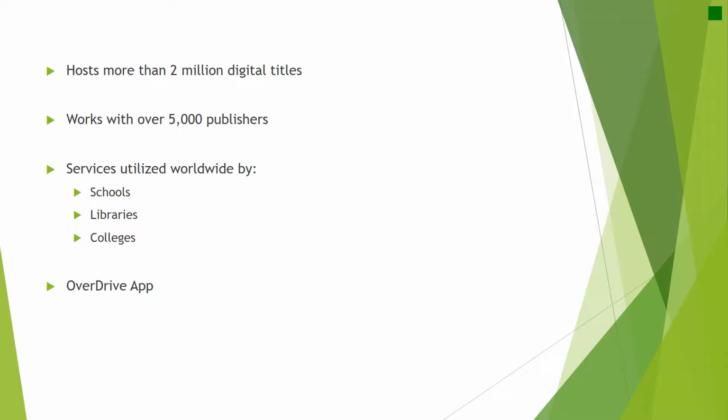Overdrive supports reading on more devices than any other company and has more than 2.6 million titles. They also work with over 5,000 publishers. The services provided by Overdrive are utilized worldwide by schools, libraries, and colleges. And Overdrive also has an application that allows users to access their library's digital library from their devices. Supported devices include Android, Apple devices, Chromebook, e-readers, Kindle, Kobo, Mac, MP3 players, and Nook.